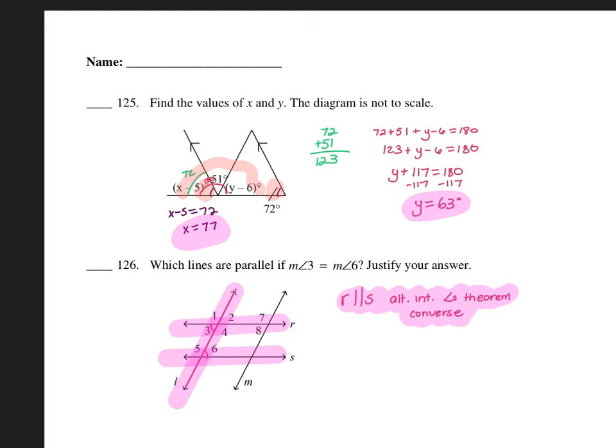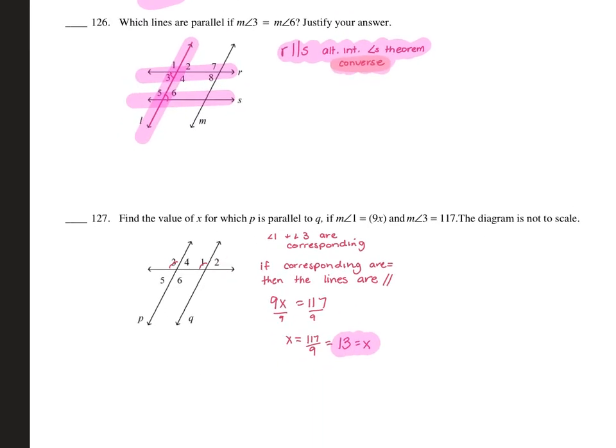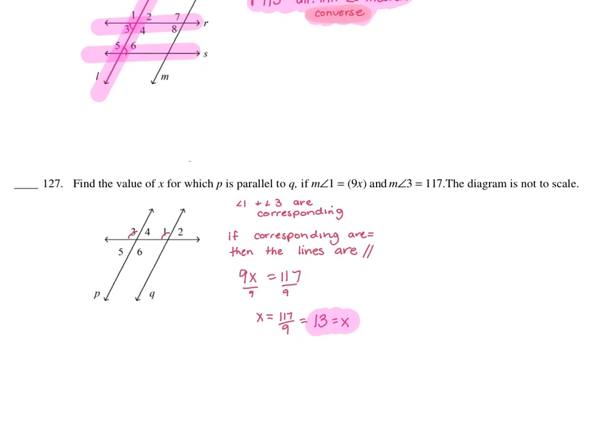126 was the converse start. So if corresponding are congruent, if alternate interior are congruent, if alternate exterior are congruent, then the lines are parallel. And if consecutive interior are supplementary, then the lines are parallel. So 3 and 6 were the alternate interior. And remember, we used the converse there in order to prove that they're congruent in order to prove they're parallel. 127, okay, what value would make them parallel if they would be equal to each other? So x would have to be 13.